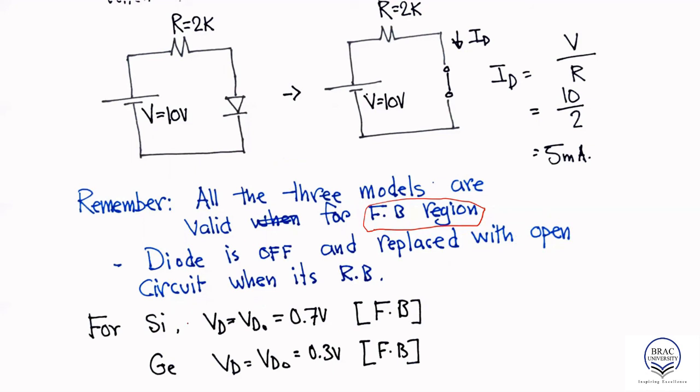Now, the last thing: we're going to use the constant voltage drop model for most of the diode circuit analysis. Sometimes we'll be using the ideal diode model, but we will not be using the piecewise linear model that much. For the constant voltage drop model, if we consider a silicon diode, when it is forward biased, the drop is 0.7. So we're going to replace the diode with a DC voltage source of 0.7 when it is a silicon diode. And if it is a germanium diode, we're going to replace the diode with 0.3 when it is forward biased.